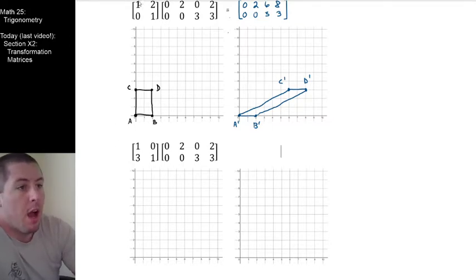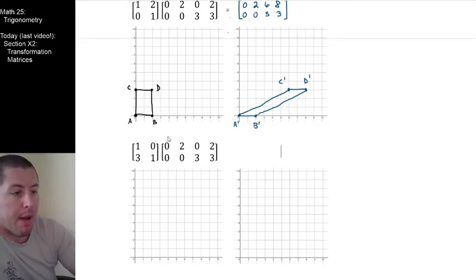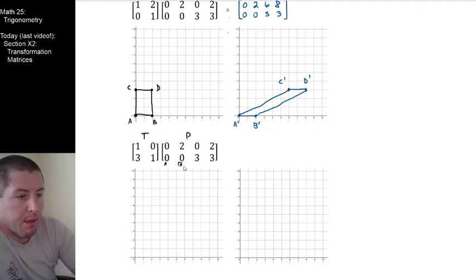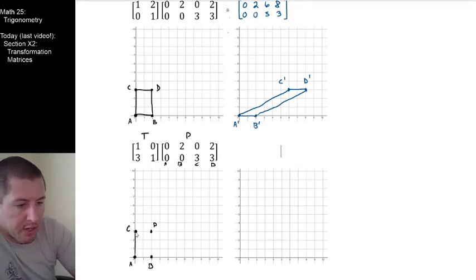Let's go ahead and do it. So I'm going to plot my original. This is my transformation matrix. This is my point matrix of A, B, C, D. So I'm going to plot the same points, 0, 0, 2, 0, 0, 3, 2, 3. There's my A, B, C, D. I'm going to connect them because I'm picturing the rectangle that they're forming.